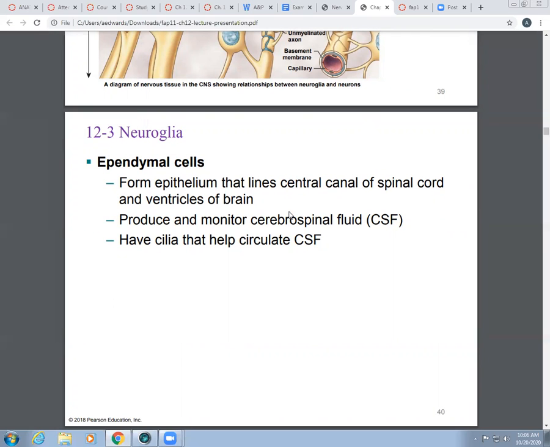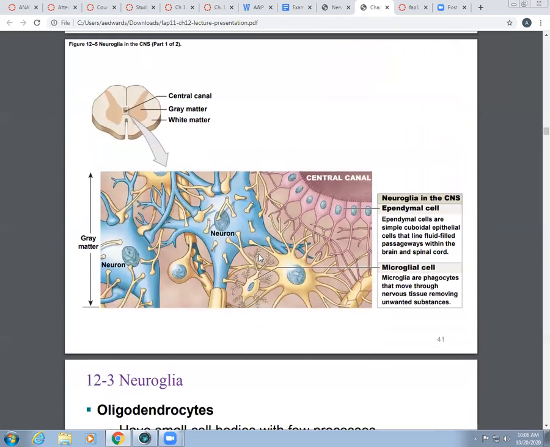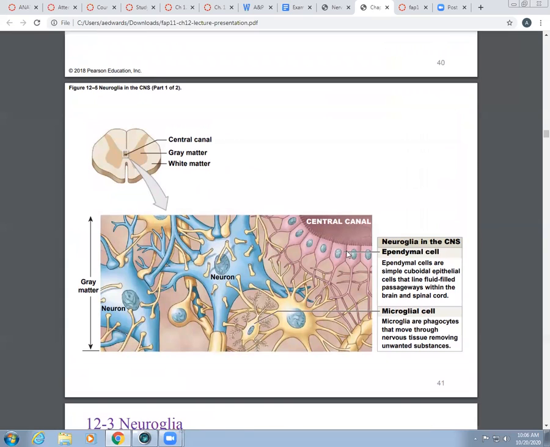All right, so our ependymal cells, these are going to form an epithelium. It lines the central canal of your spinal cord, as well as the ventricles in your brain. Big thing is that they are involved with cerebrospinal fluid. Okay? Make it, monitor it, circulate it. All right, so here's another picture. Here are your ependymal cells, simple cuboidal epithelium. Okay, one layer of cuboidal cells. They line fluid-filled passageways.